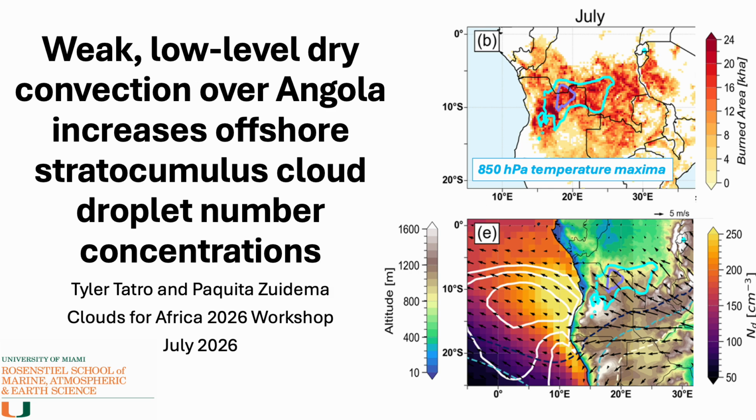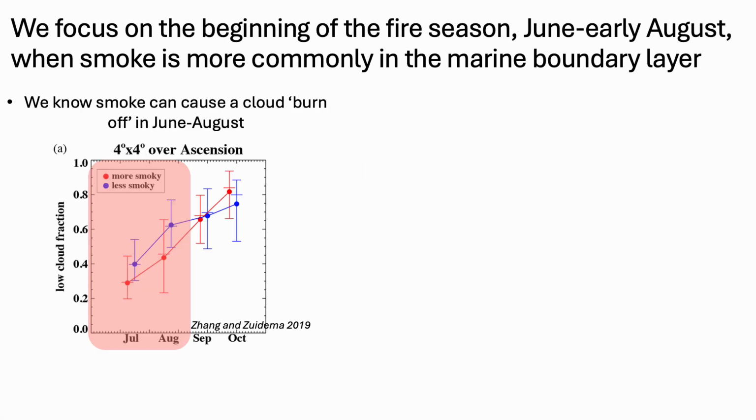So something that we've always wondered is what are the exact mechanisms for smoke entering the marine boundary layer? We're concerned from a process level because we know that when there's increased smoke in the boundary layer, you can get this cloud burn-off effect that's documented in previous literature, where smoke is reducing marine boundary layer cloud fraction, notably in July and August.